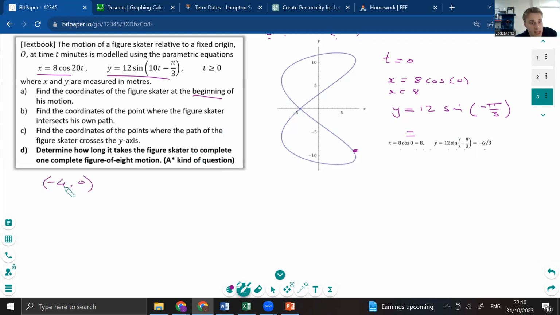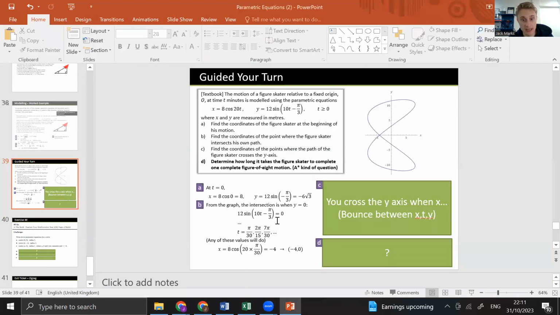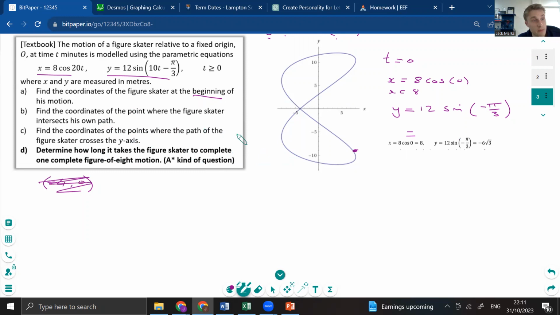Now, we've been given the x and the y part on that one. So find the coordinates of the point where the figure skater intersects his own path. Right. So I seem to remember a bit of a strange question. I think you're supposed to see that it has clearly crossed the x-axis, but the idea is you might not be able to see that it's -4. So I'm going to take a quick peek. Yes. So that's what they're getting at. So a bit of a weird question, this one. I know you can see it's -4, but they're pretending that you can't see that. They're pretending that you can see, though, that it has crossed the x-axis.